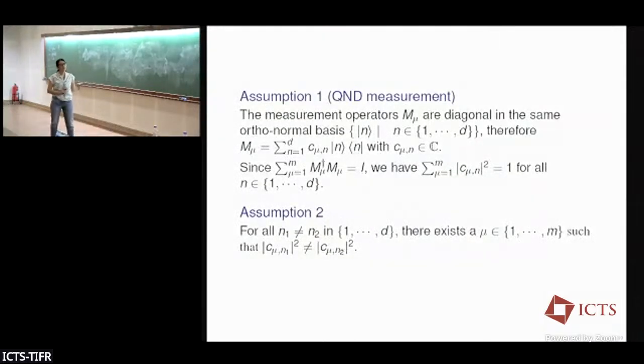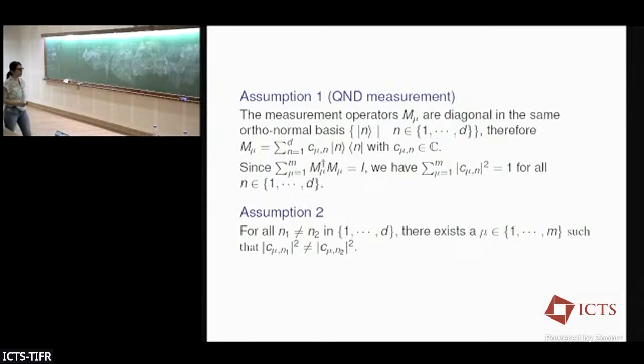So now, what is a QND measurement? You can show that you have the non-destructive measurement when your measurement operators are diagonal in the basis of n. This means that you can write mu as the sum of C mu n and n. And you have this constraint, which is the identity, which gives you the sum of this equal to 1. In fact, each term here corresponds to the probability to get the measurement result mu when your system is in the state n.